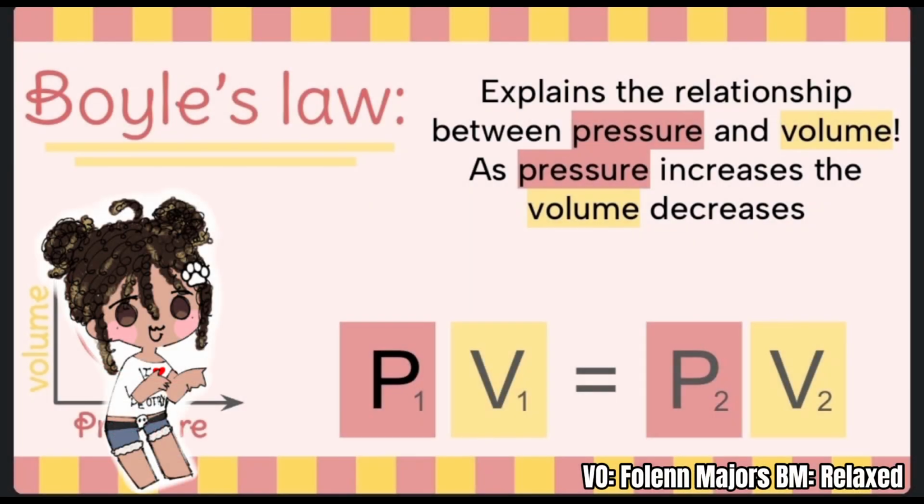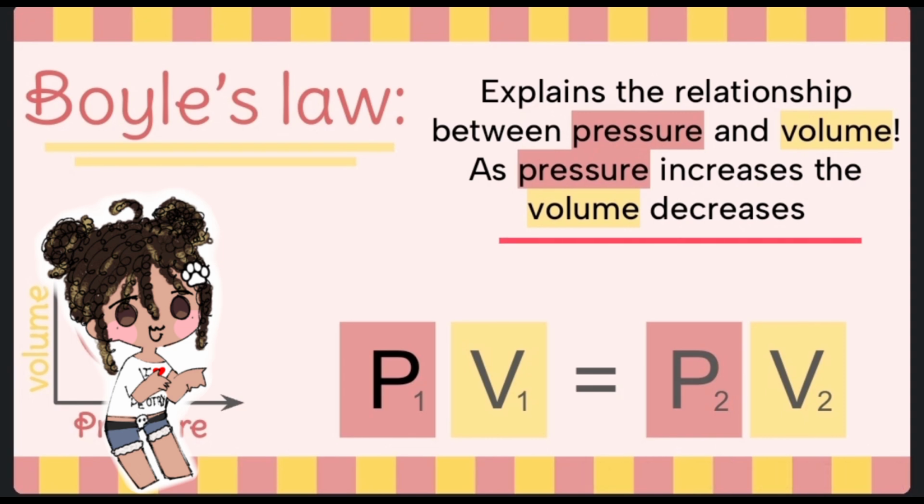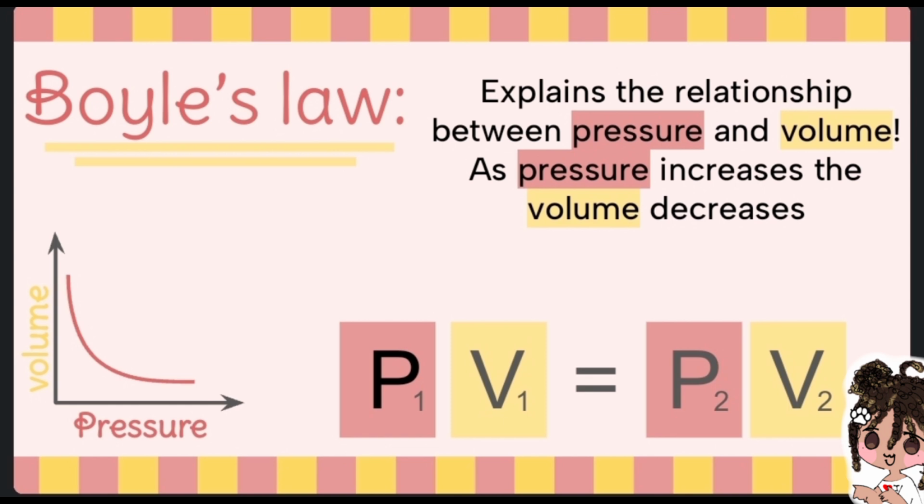Firstly, we're going to talk about Boyle's law. Boyle's law explains the relationship between pressure and volume. Simply put, as pressure increases, the volume decreases. They're inversely proportional to each other. The formula for Boyle's law is P1 times V1 equals P2 times V2.